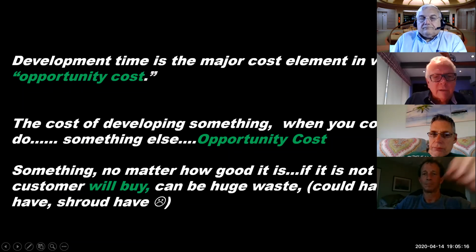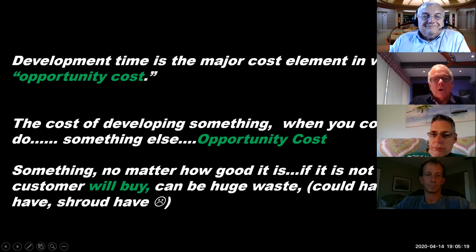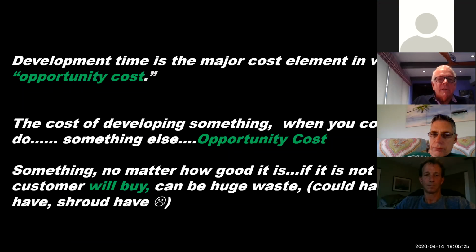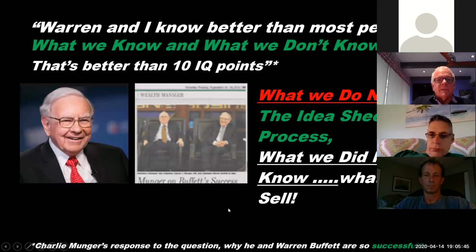I guess you can see my pointer too, right? It's the cost of developing something. And if you're developing something and you could do something else, then you are spending your opportunity cost. The biggest factor of that is time. Something, no matter how good it is, if it's not what the customer will buy, it can be a huge waste of time. The coulda, woulda, shoulda. Our competitors can beat us and so forth. I'll come back to some of that.